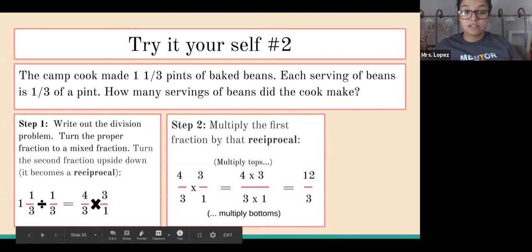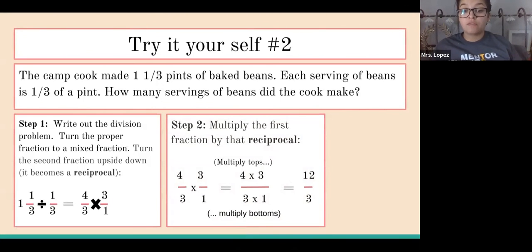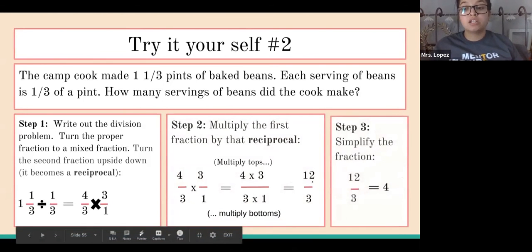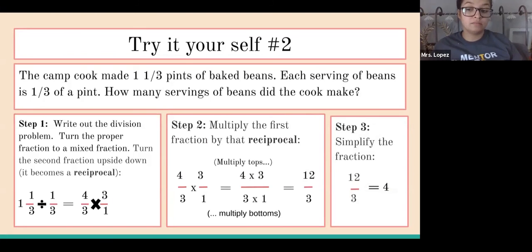And your last step to dividing your fractions is you're going to simplify the fraction. This actually didn't come out to a fraction when you simplified. So it's saying how many times does 3 go into 12 evenly, and it actually goes into evenly 4 times. Because that's how you could simplify the fraction to its lowest term.